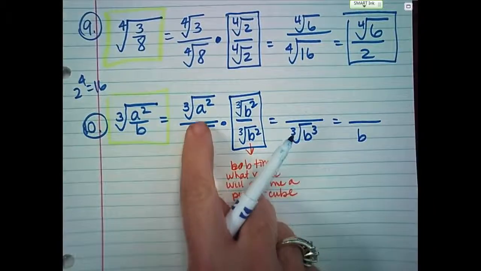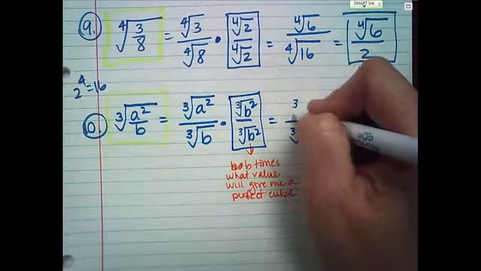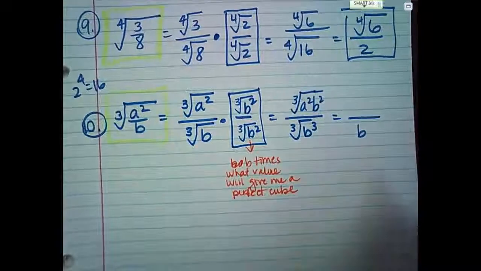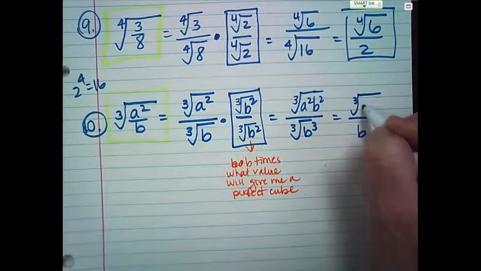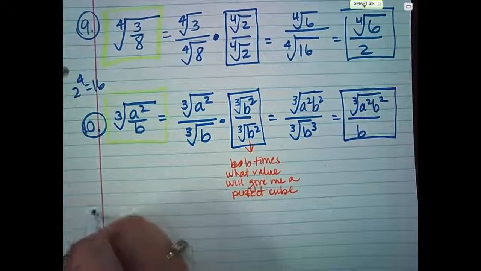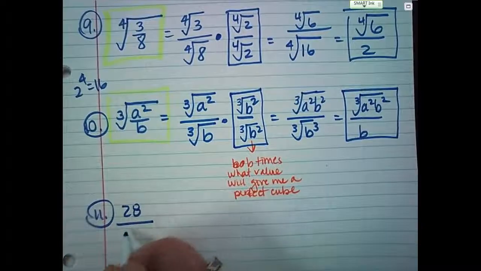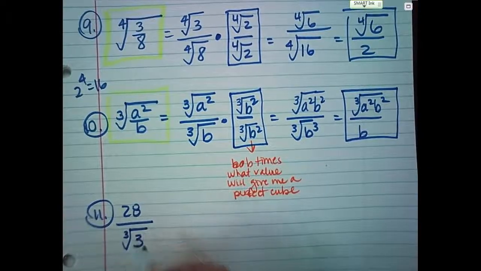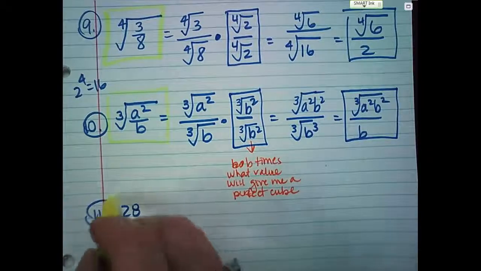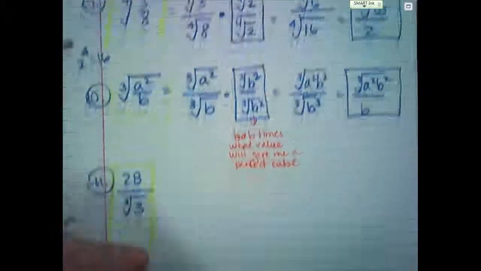So now take a look at this. The cube root of a squared times the cube root of b squared is the cube root of a squared b squared. That doesn't simplify, so you're just done. Last one, problem 11. 28 divided by the cube root of 3.